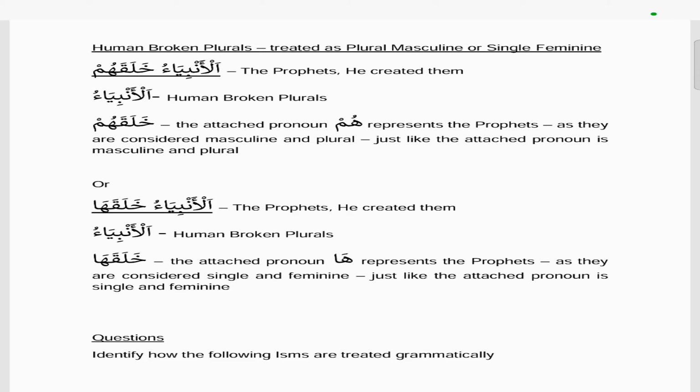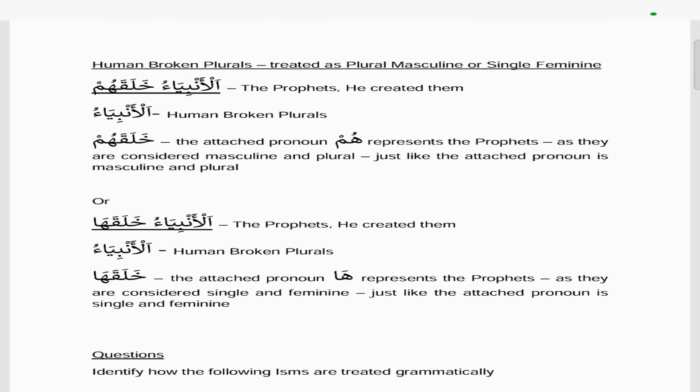It's broken because the original nabiyun, the original singular version, has been changed completely. It's been broken in order to produce the plural. So it's not like a sound plural where we just add some extra letters at the end. So it's a broken plural. So khalaqahum, which means he created them. So the attached pronoun hum represents al-anbiya'u, the prophets, as they are considered masculine and plural, just like the attached pronoun hum is masculine and plural.